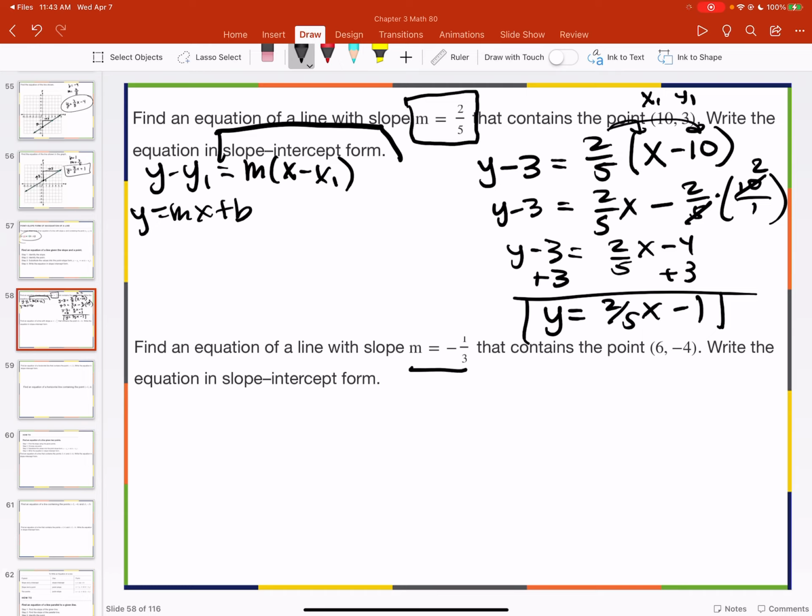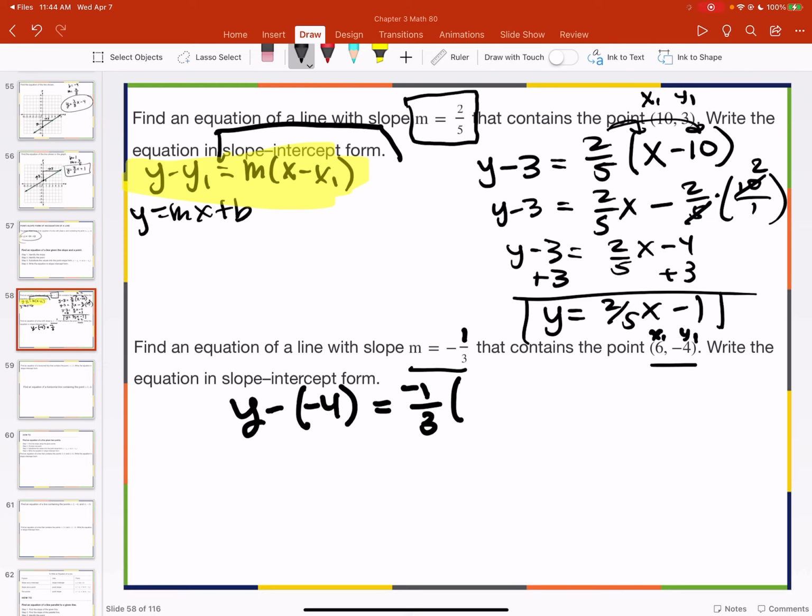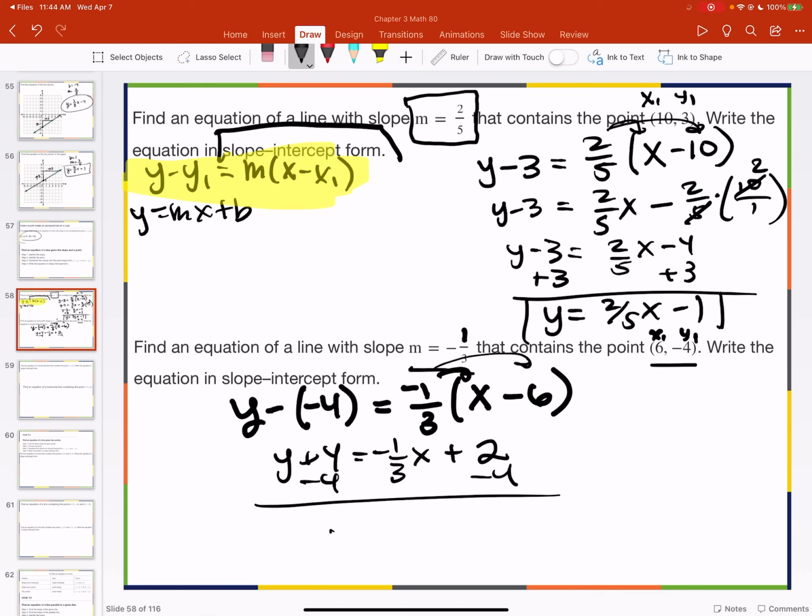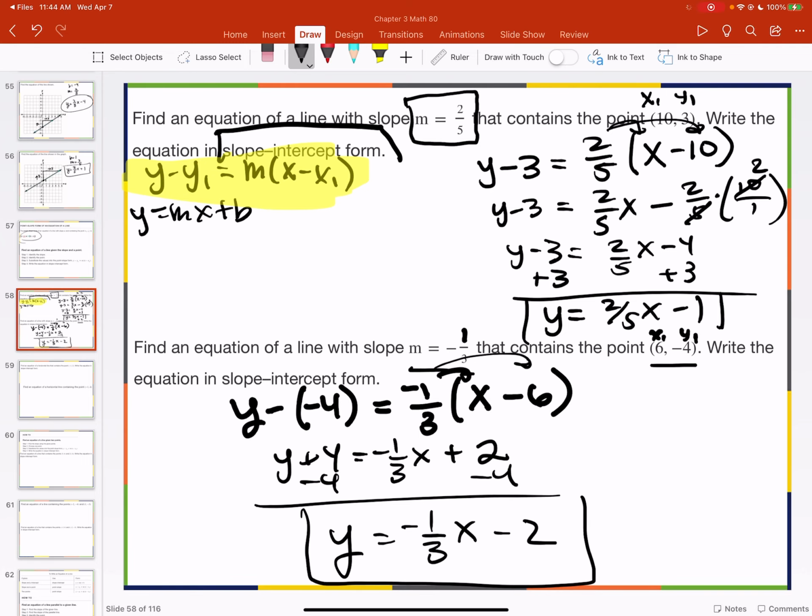Okay, so we have here m and the point. We're using point slope formula because we have a point and a slope. So this is x1, y1. Okay, so y minus, and then y1 is -4, equals m, which is -1/3. I'm assuming that's a 1, times the quantity x minus 6. Okay, so we distribute this guy. We get y plus 4 is equal to -1/3 x plus, and then 1/3 of 6 is 2. Then subtract 4 from both sides, and final answer, y is equal to -1/3 x minus 2. And that's it for that one.